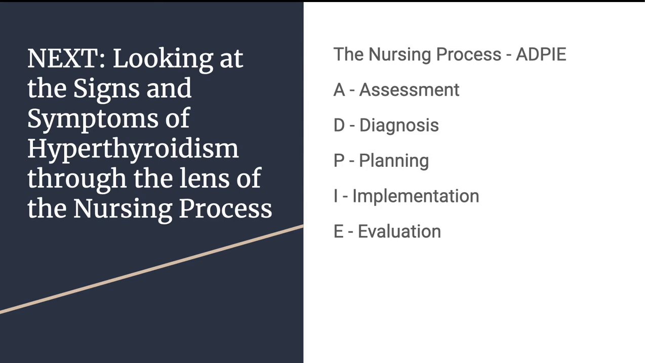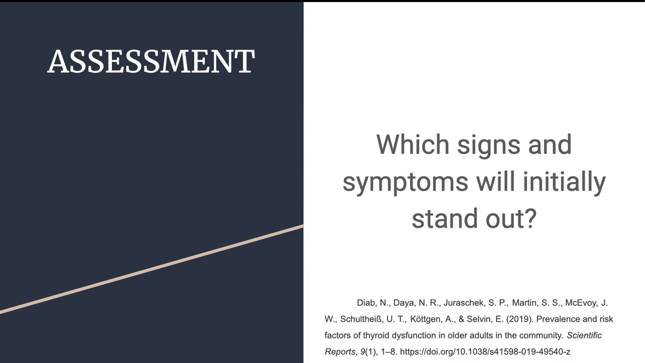So I'm going to look directly at ADPI as a kind of structure to describe how signs and symptoms will impact nursing care, as each of the steps are somewhat considering the signs and symptoms of hyperthyroidism as the nurse works through this process. So, assessment. Which signs and symptoms will initially stand out?